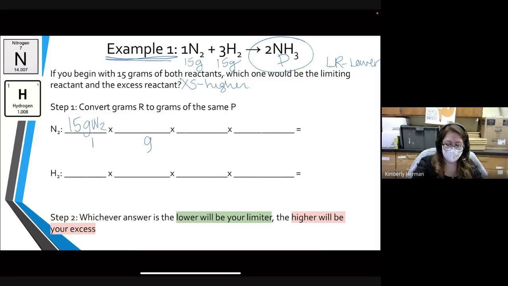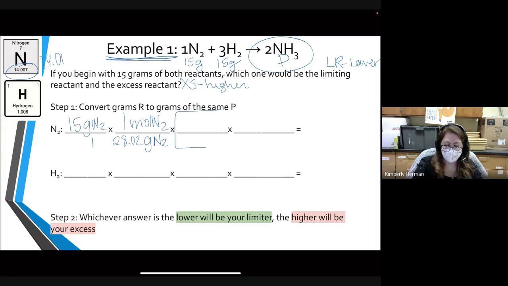Then we need grams of N2 to cancel out, so I need to go to the periodic table. And I see on my periodic table that nitrogen is 14.007. Now, typically we round it to 14.01, but if you're feeling lazy today, you could just leave it as 28. I'm going to write 28.02 here. Now, because I wrote grams, I need 1 mole on top. And that's like a mole to gram conversion that we did in the beginning of the year.